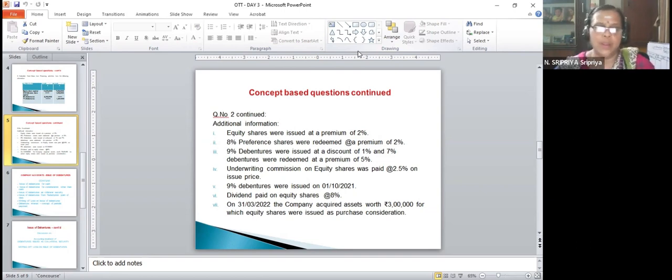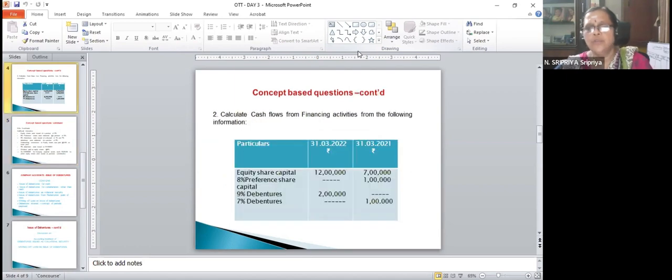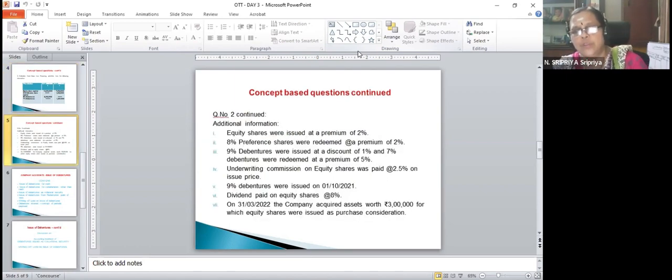Want me to explain again? Yes, ma'am. See, equity shares is increasing from 7 lakh to 12 lakhs. Okay. Now, additional information says equity shares were issued at a premium of 2%. Underwriting commission on equity shares was paid at 2.5% on issue price. And the last one says on 31st March 2022, the company acquired assets worth rupees 3 lakh, for which equity shares were issued as purchase consideration.